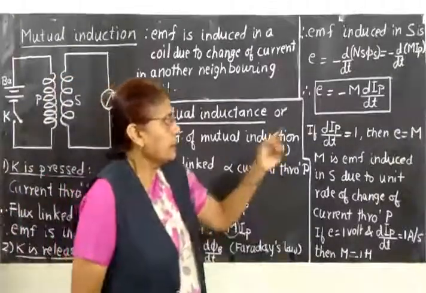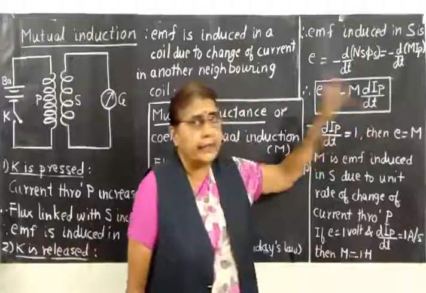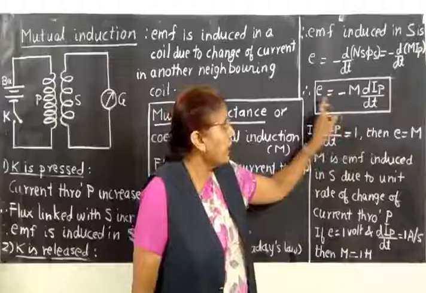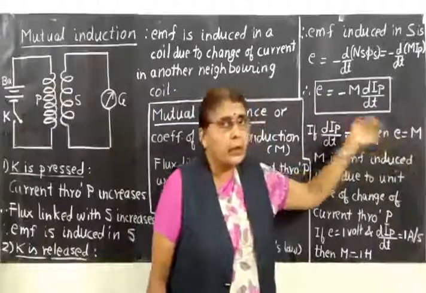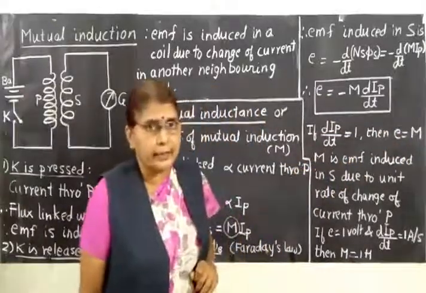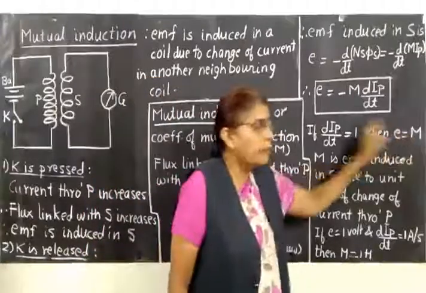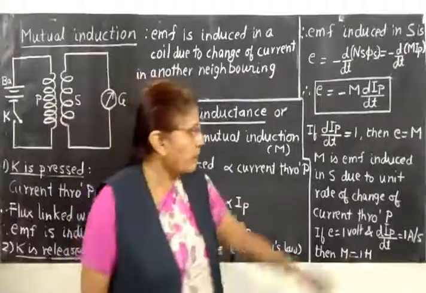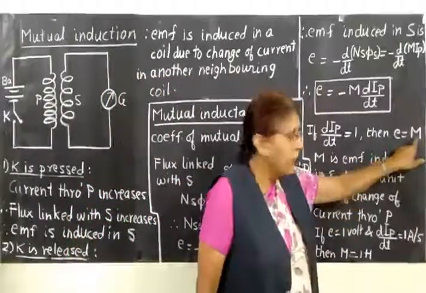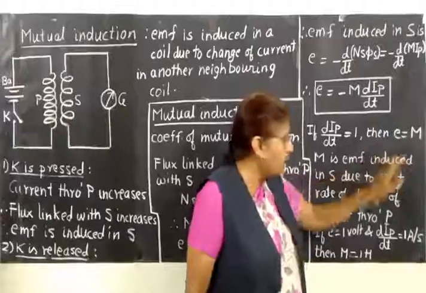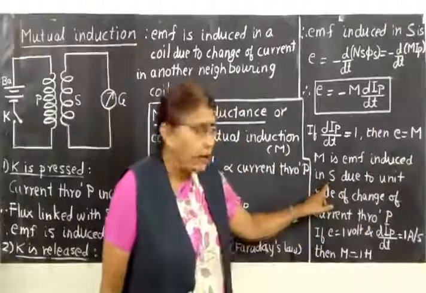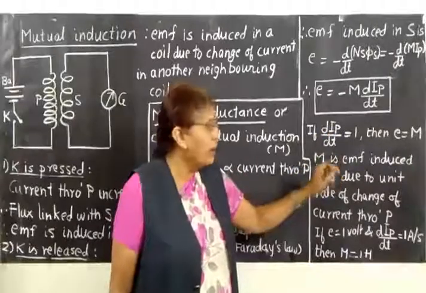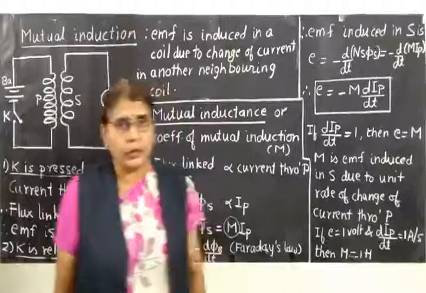Now let us put dIP upon dt, that is rate of change of current through the primary coil, as 1. Then you will get E is equal to M. We shall take only the magnitude, we shall drop the negative sign. So E is equal to M when dIP upon dt is equal to 1. So let us put it in words. Mutual inductance is the EMF induced in the secondary coil due to unit rate of change of current through the primary coil.